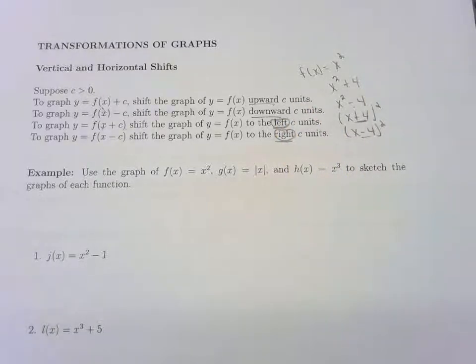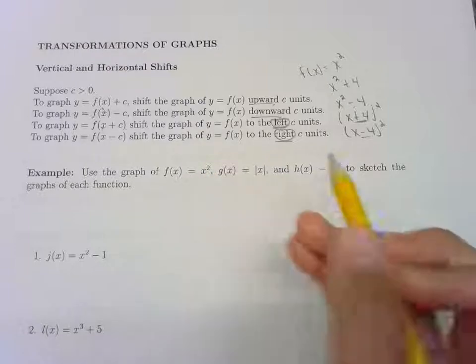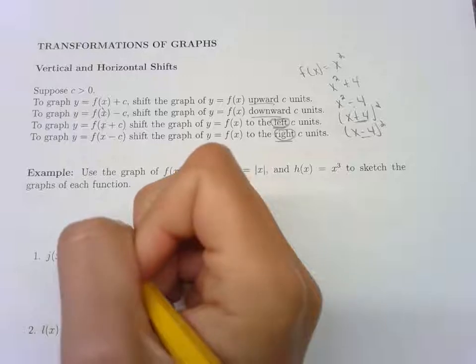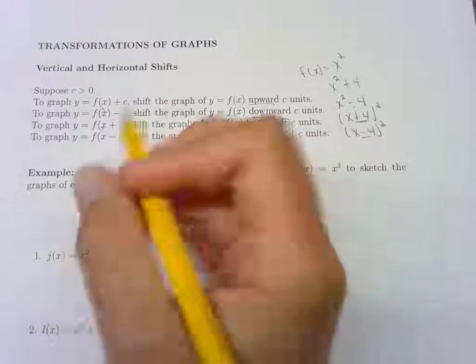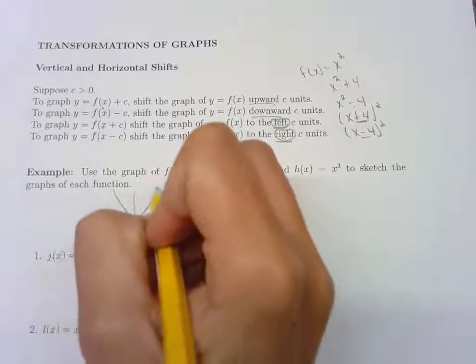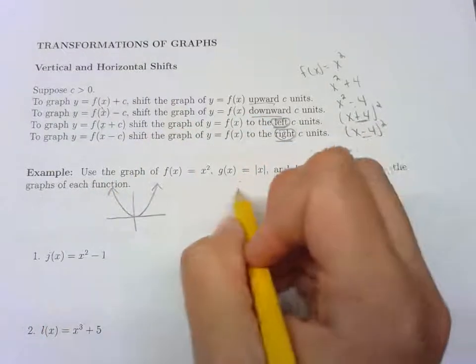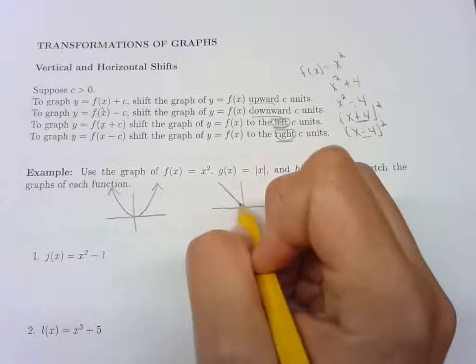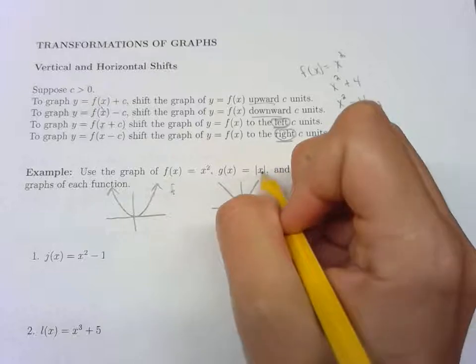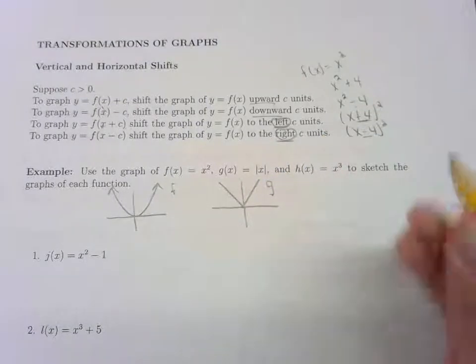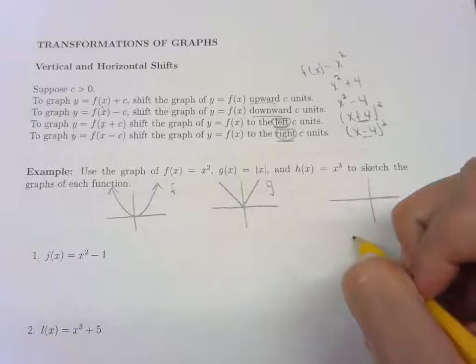Okay, example says use the graph of f of x equals x squared, g of x equals the absolute value of x, and h of x equals x cubed to sketch the graphs of each function. We've already graphed all of these functions earlier. I think it was in part 2, maybe part 1. You'll have to go back and check. This was x squared, and I'm just doing a picture. I'm not doing a window or anything. I just want a decent picture of these graphs. This is f, that's x squared. This would be g, that's absolute value of x. Remember, it was a V. And then h was just this curve, looking like this.